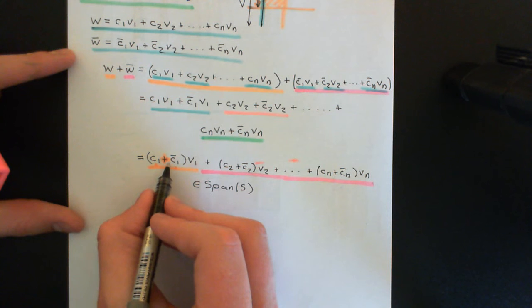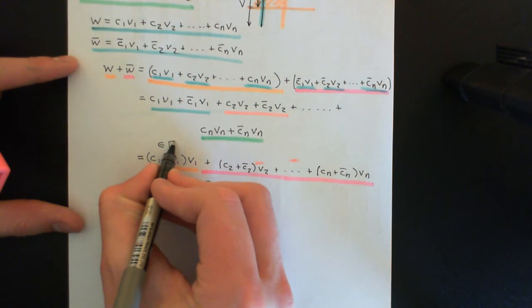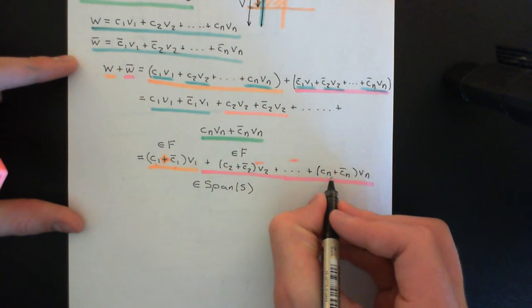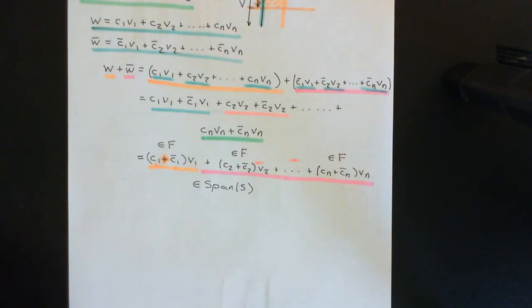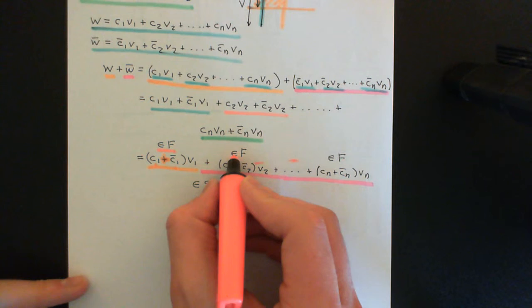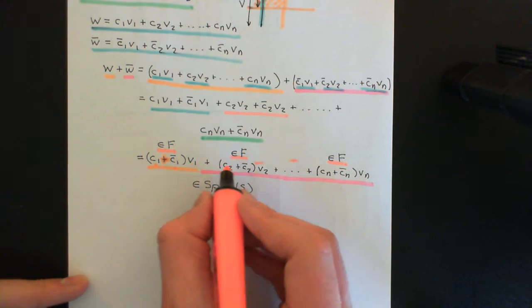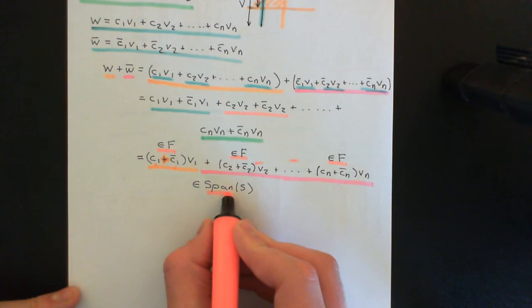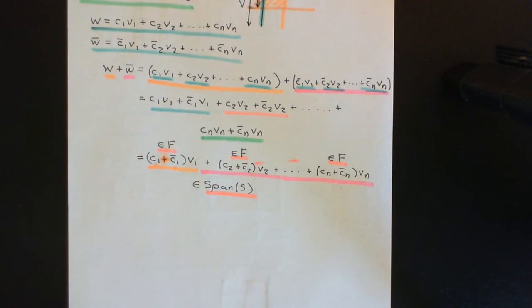Okay, because all of these things, C1 plus C1 bar in the field, that's some element of the field. C2 plus C2 bar, where this addition is done in the field, is also an element of the field, and this argument continues on. Cn plus Cn bar, that's just adding two things together in the field. The field is closed under addition, so that will just be another element of the field. So I've got an element of the field times V1, plus an element of the field times V2, plus all the way up to an element of the field times Vn. That is a linear combination of the vectors in this set S, so it's an element of the span of S. Okay, so what I have proven is that if you add together two linear combinations of vectors in this set capital S, you will get another linear combination of the vectors in that set capital S. So the span of S is indeed closed under addition. Okay, so criterion number 1 checked.